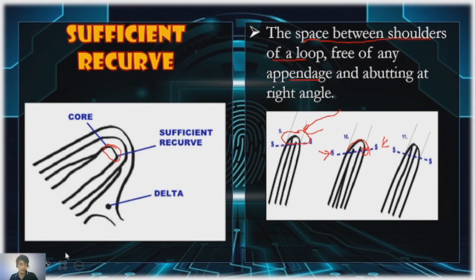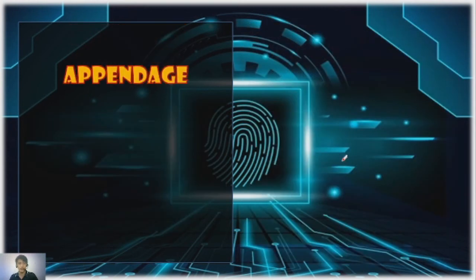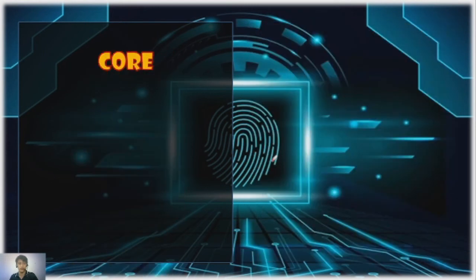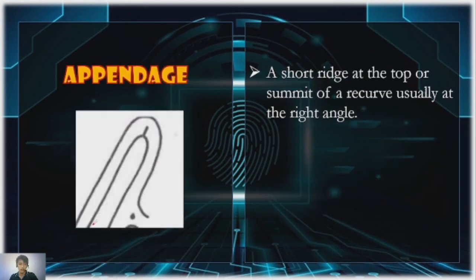Moving on, we have another one, the appendage. Simply, we have here a recurving ridge, and on the topmost part there is a short ridge, and that is what we call the appendage. It's a short ridge at the top or summit of a recurve, usually at a right angle. So anyway, that is the appendage.